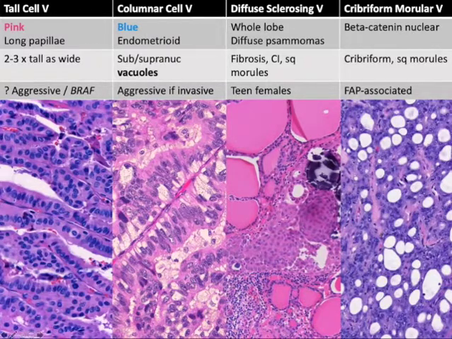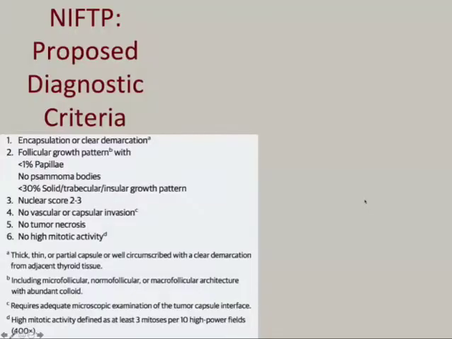Cribriform morular should really have a cribriform growth pattern, tends to have beta-catenin positivity in the nucleus, either in sporadic or syndromic patients. So again, if you see a cribriform morular, you see beta-catenin in the nucleus, screen the patient for FAP. They may have FAP, they may not, but you should still see beta-catenin whether it's somatic or germline. Okay, so remember follicular variant of papillary thyroid carcinoma is the tall cell and columnar cell switched?